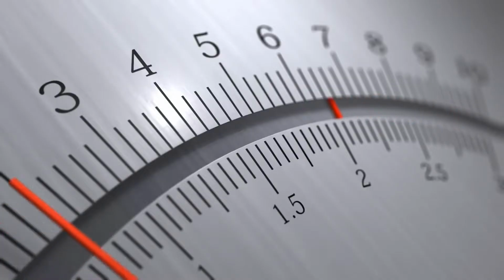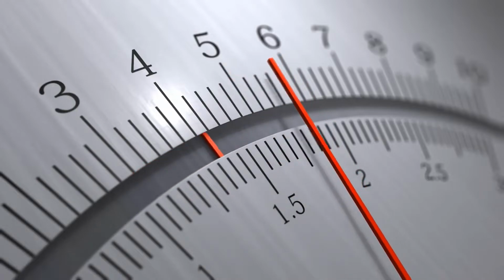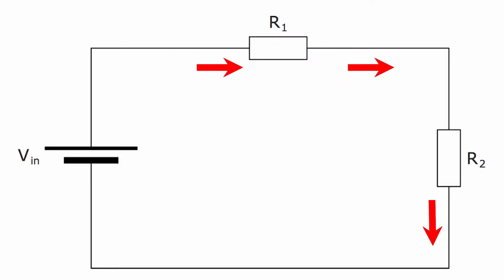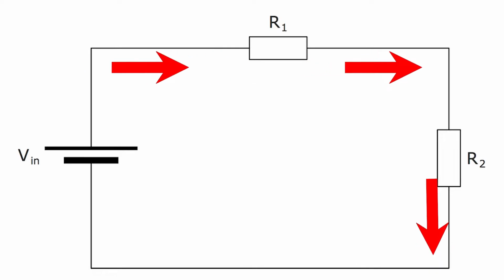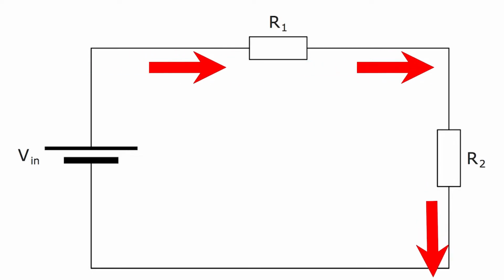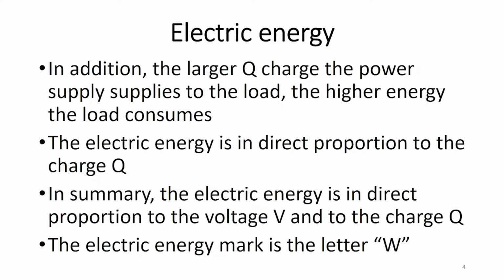As the voltage source V supplies more voltage to the load, the higher energy the load consumes. The electric energy is in direct proportion to the voltage V. In addition, the larger Q charge the power supply supplies to the load, the higher energy the load consumes. The electric energy is in direct proportion to the charge Q. In summary, the electric energy is in direct proportion to the voltage V and to the charge Q. The electric energy mark is the letter W.